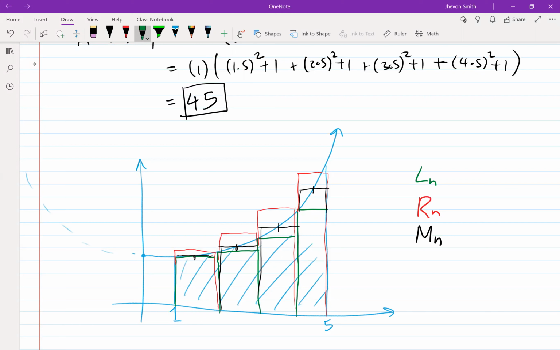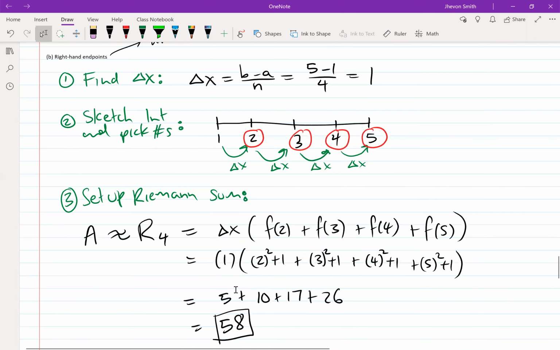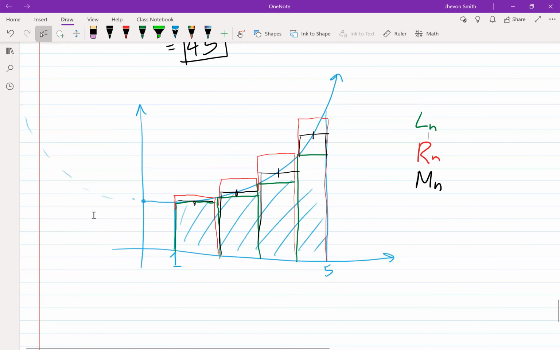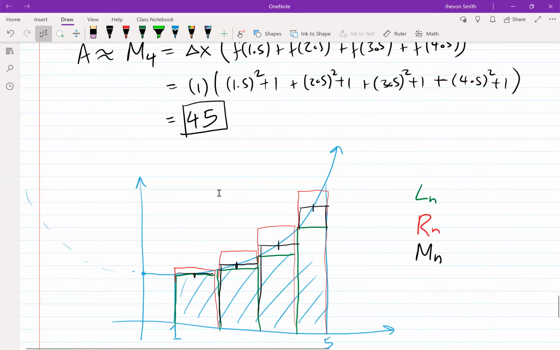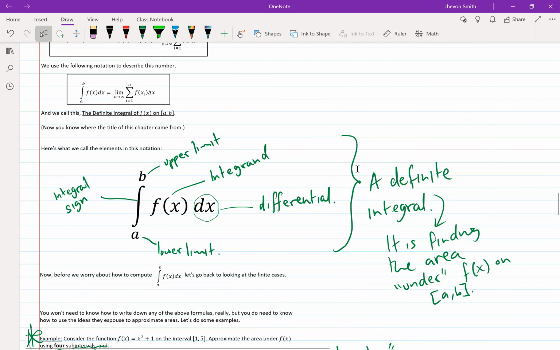You'll see the green rectangles are smaller than the black rectangles, which are smaller than the red rectangles. So it actually makes a lot of sense that this answer is smaller than that answer, and this answer is in between the two. When you start thinking geometrically, it makes sense. Now, none of those are probably the actual answer. To find the actual answer, that comes down to us computing the definite integral, right?